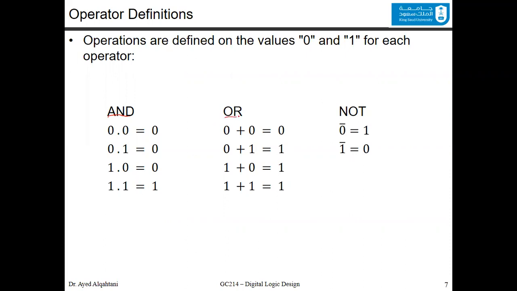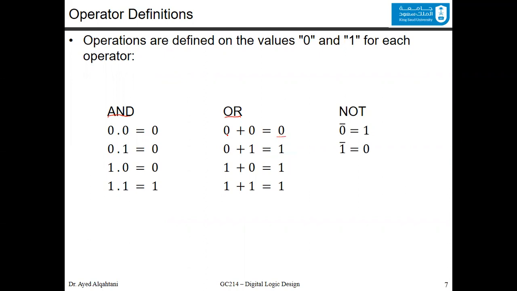Moving to the OR: 0 or 0 is equal to 0, 0 or 1 is equal to 1, 1 or 0 is equal to 1, and 1 or 1 is equal to 1. You can see here that as long as you have a 1 in one of the inputs, or in both of them together, then the result is 1. The only case in the OR that has the result equal to 0 is if both of the variables are equal to 0.